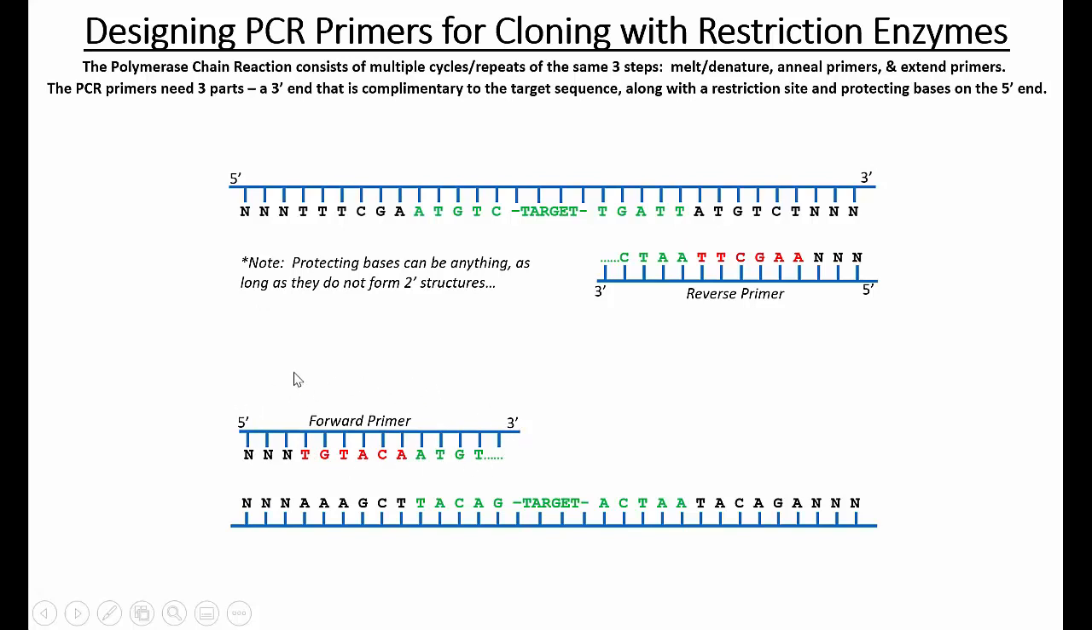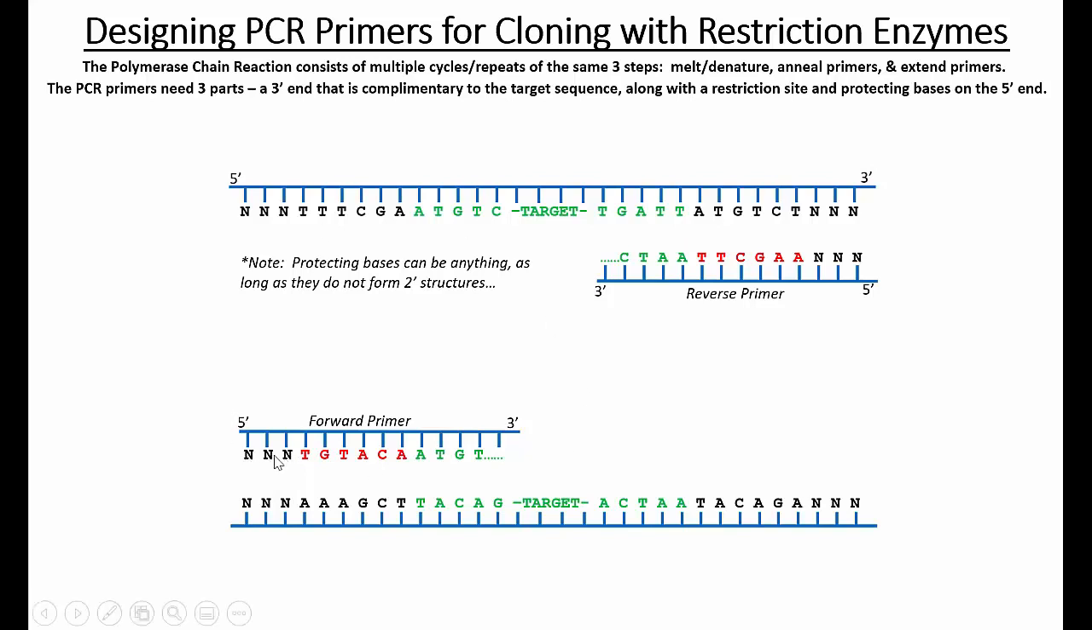Some restriction enzymes absolutely have to have these protecting bases. If you don't add them, then they don't bind or cut at all. So it's always a good idea to get in the habit of adding them, even if you have a restriction enzyme that doesn't absolutely require them.